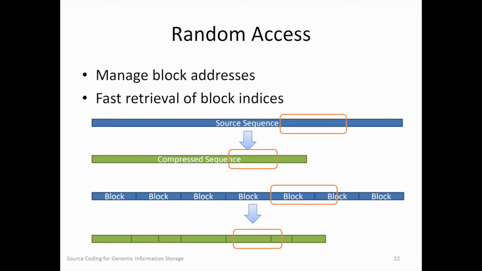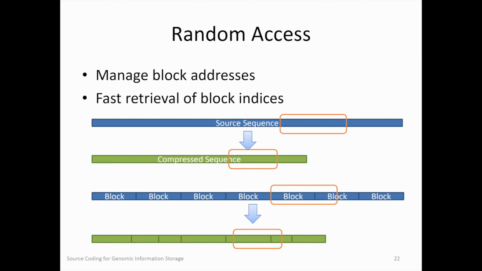So the second consideration is random access. A user looks at the whole expression value sequence, but this may not be all useful for the user. Instead, the user may ask for only a specific region in a specific chromosome. So if we compress the whole sequence as one file, then it is not possible to find where the requested substring is in the compressed sequence.